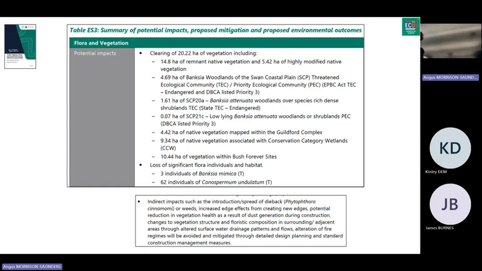Dust might cause smothering and suppression of vegetation. Altering the drainage patterns might mean that further vegetation dies because the water regime has been altered. So there are a few indirect impacts that they've listed in that box there.